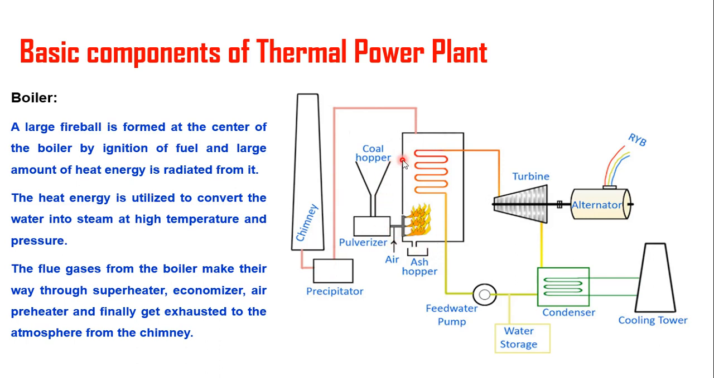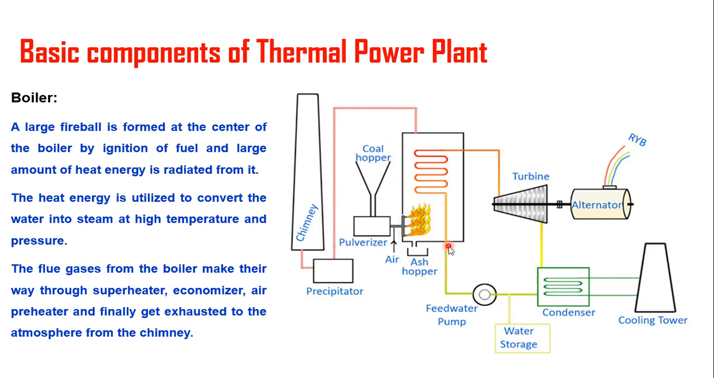Actually, the superheater tubes are hung at the hottest part of the boiler. The saturated steam produced in the boiler tubes is superheated up to 540 degrees centigrade in the superheater. The superheated high pressure steam is then fed into the steam turbine. After that, the economizer. So what is the purpose of the economizer?